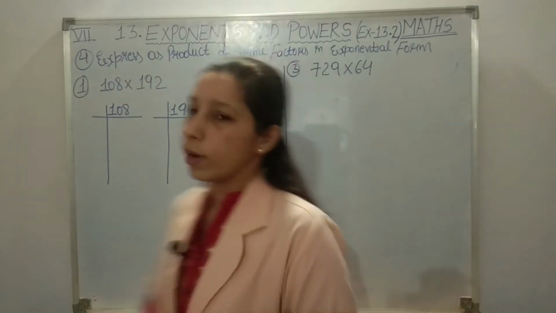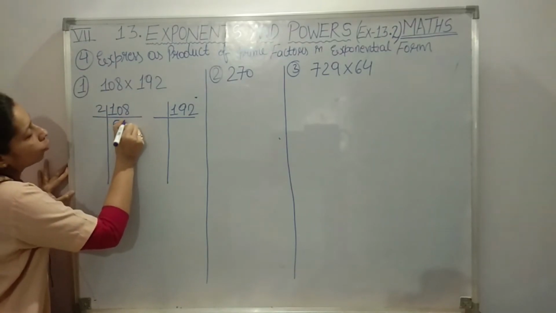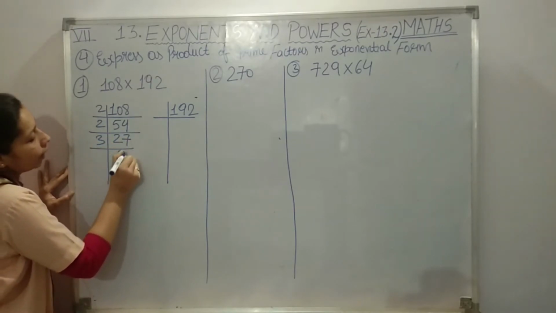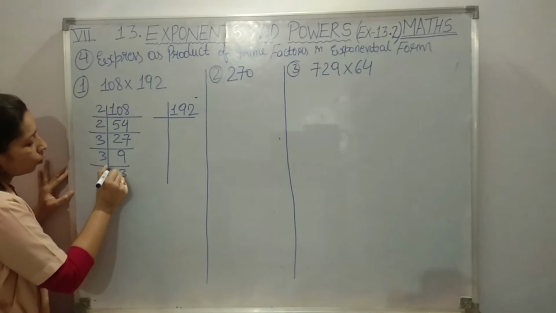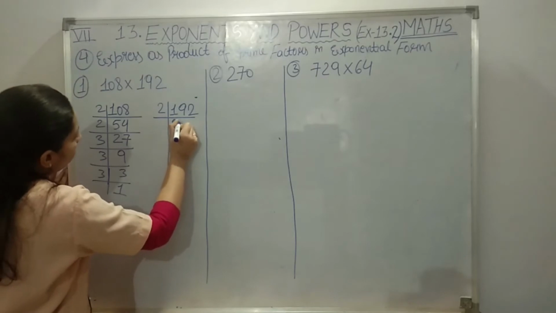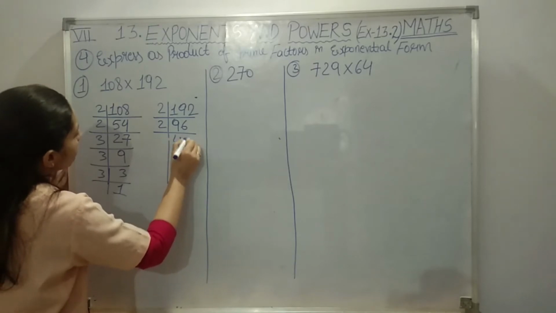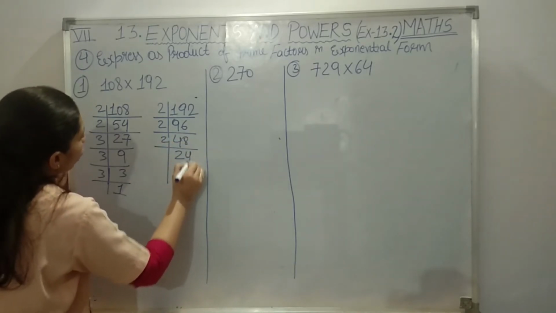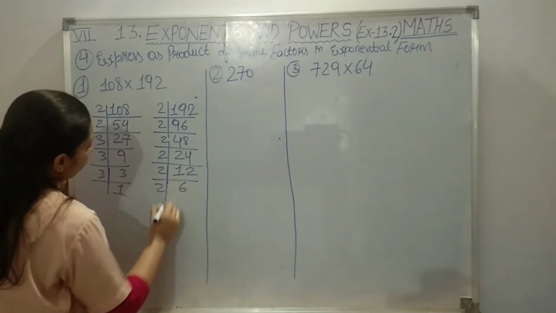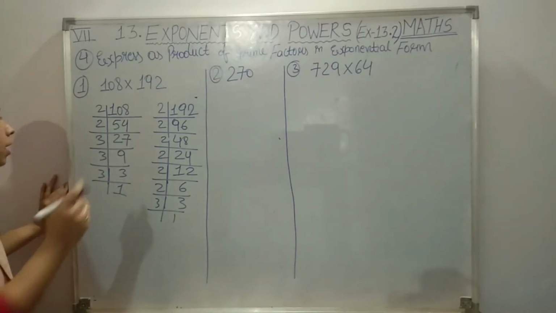Yes students, so we have to take the LCM for 108 and 192. So here 2 5s are 10, 2 4s are 8, then 2 2s are 4, 2 7s are 14, then 3 9s are 27, then 3 3s are 9. Okay, then finally I'll get 1. Then here again 2 9s are 18, 2 6s are 12, 2 4s are 8, 2 8s are 16, then 2 2s are 4, 2 4s are 8, 2 1s are 2, 2 2s are 4, 2 6s are 12, 2 3s are 6, and again here it will be 3. Clear students? Now let us write.